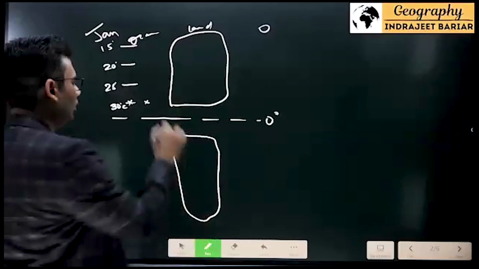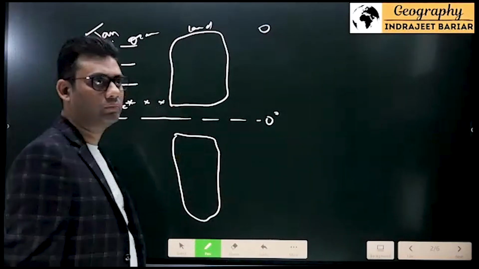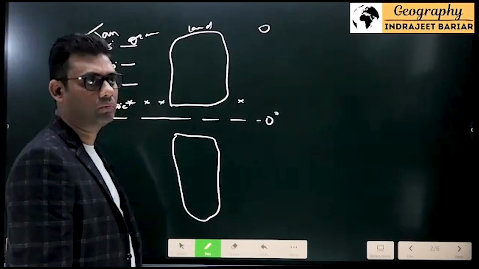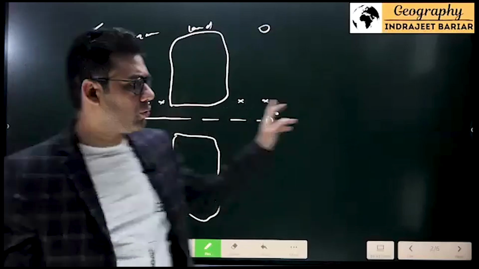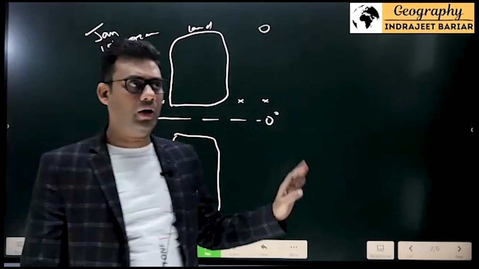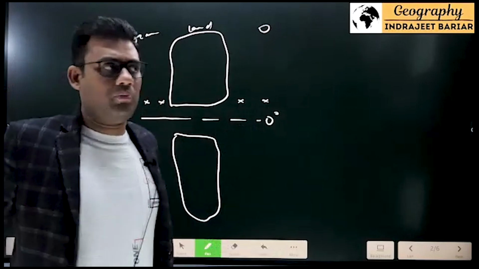30. हम आइडियल सिनेरियो ले रहे हैं 30. What should be the temperature here? 30. What should be the temperature here? 30 as well. As of now, all these points that I have marked over here, they all are on water and same latitude, so they will have same temperature.